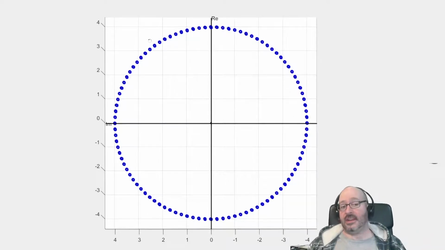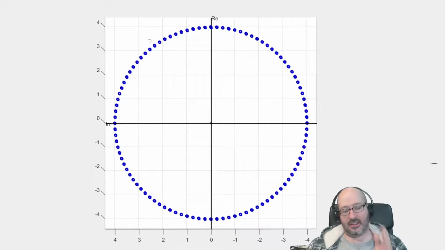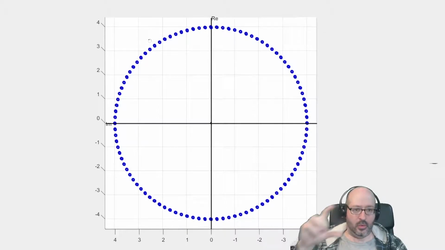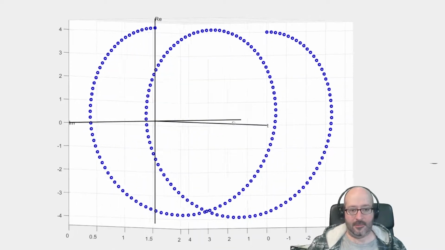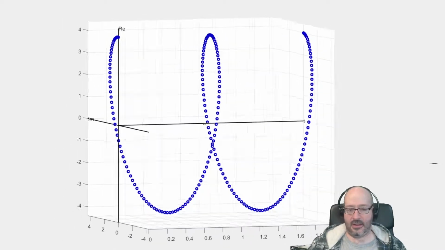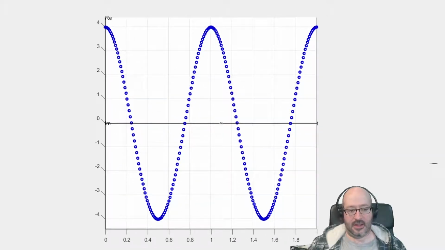But we're interested in the distance along the real axis. And that distance along the real axis is going to give the instantaneous voltage at any time t. So we throw out the imaginary component, we look at the real component, and we look at that real component over a period of time. And I can take this and I can rotate it. That real axis is on the vertical and the time axis is on the horizontal. And look, we get our cosine back.